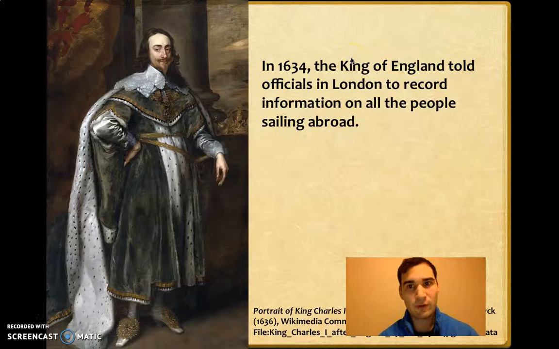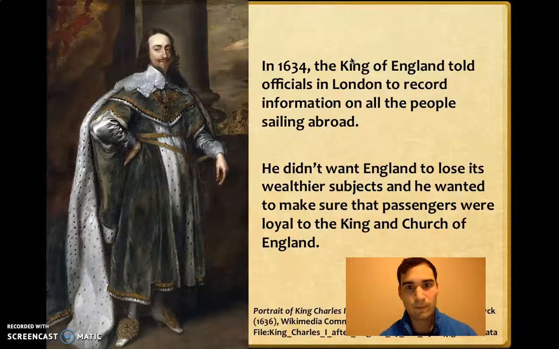In 1634, the King of England told officials in London to record information on all people sailing abroad. He didn't want England to lose its wealthier subjects, and he wanted to make sure that passengers were loyal to the King and Church of England. This is a portrait of King Charles I. It was painted in 1636 by Anthony van Dyck.